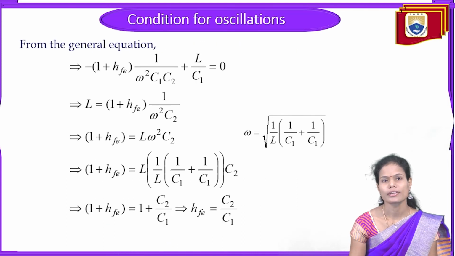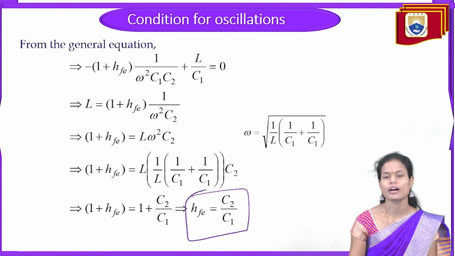And next, what is the condition for oscillation? Here it is, that is F equal to C2 by C1. We need to maintain this to get the sustained oscillations in the given oscillator. So we need to derive the expressions clearly and we need to explain the operation and construction clearly here.